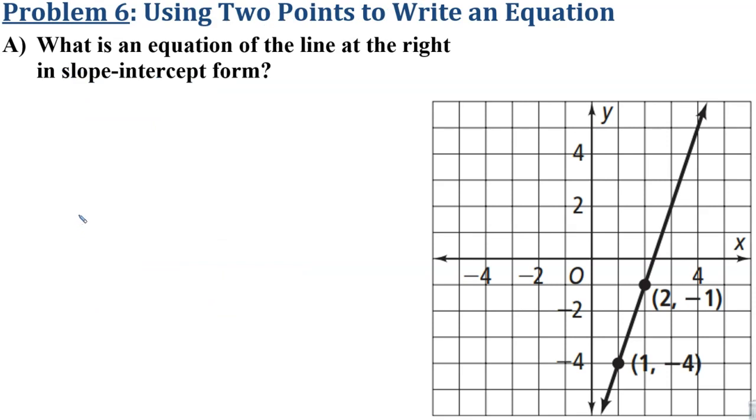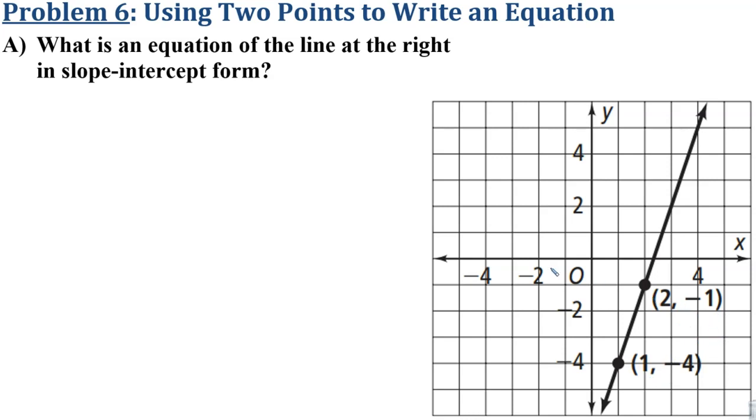All right, next thing we're going to do is basically put all the stuff from those last few problems together into a single question. And that's going to be writing the equation of a line through 2 points. Part A says, what's an equation of a line at the right in slope-intercept form? And I really don't need the picture for this. I've got it to kind of help me visualize what's happening here, like we've done a few times today. The big thing I need is just these 2 points, 1, -4, and 2, -1.